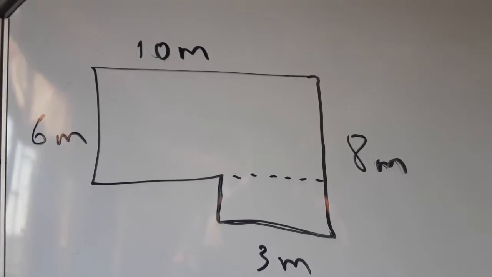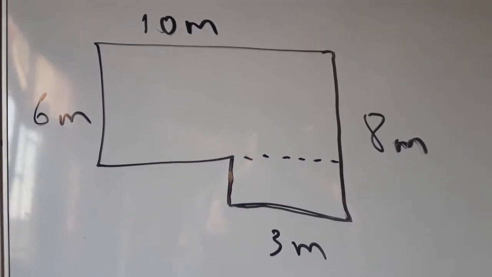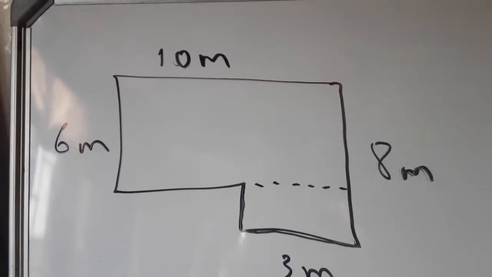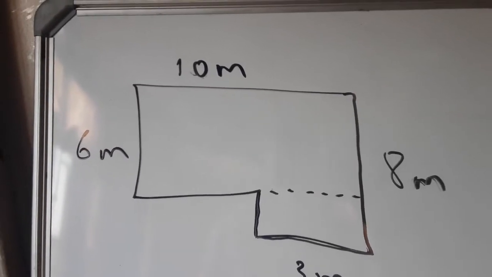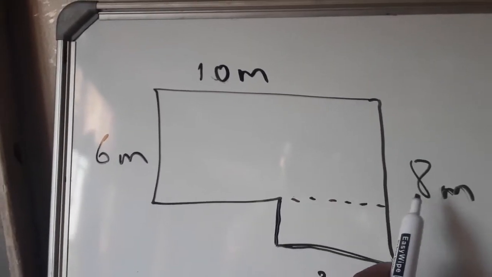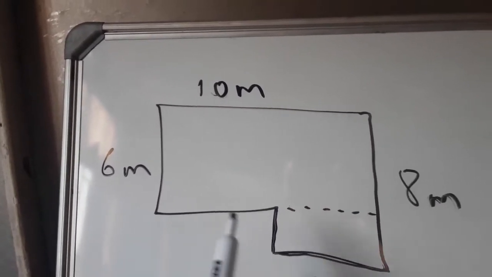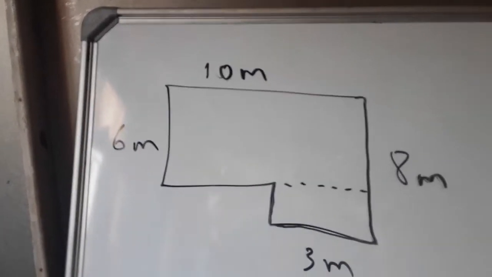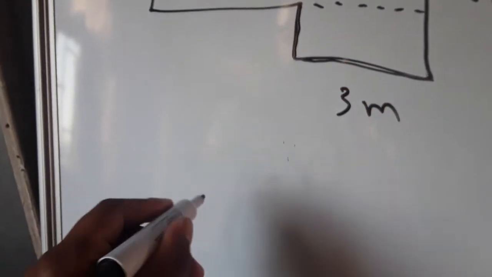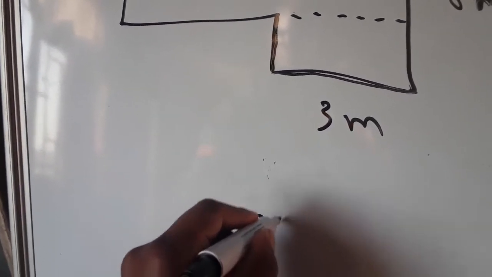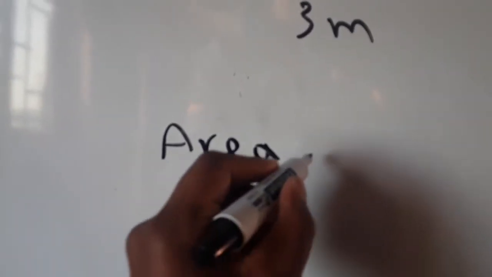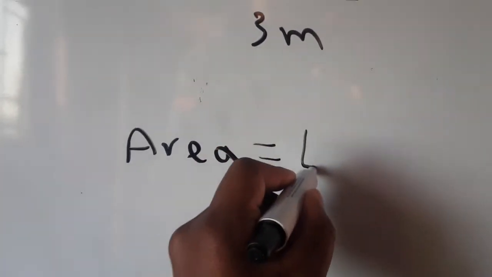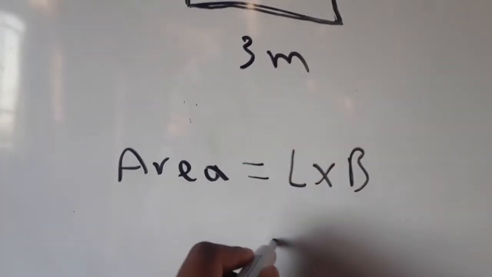On today's lesson, we'll be calculating the area of a floor. If we're given a shape like this, we can divide it into two rectangles, a smaller rectangle and a bigger rectangle. The area of a rectangle is equal to length times breadth.